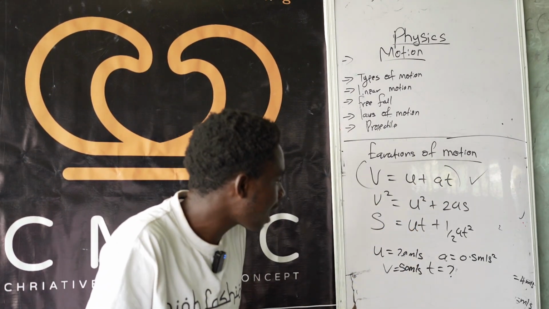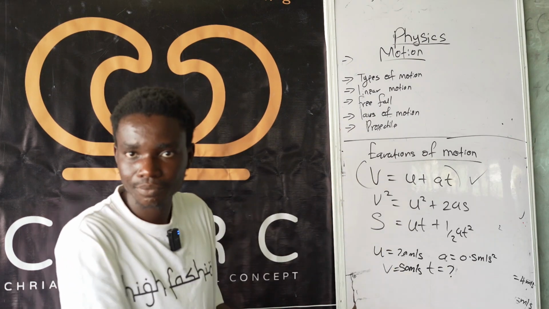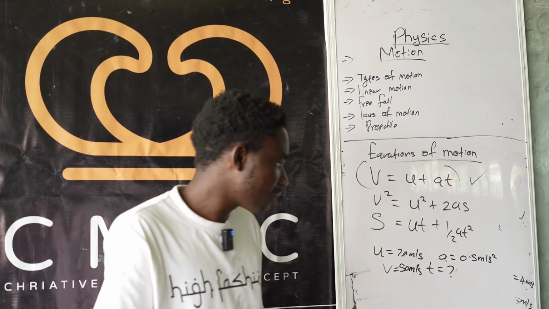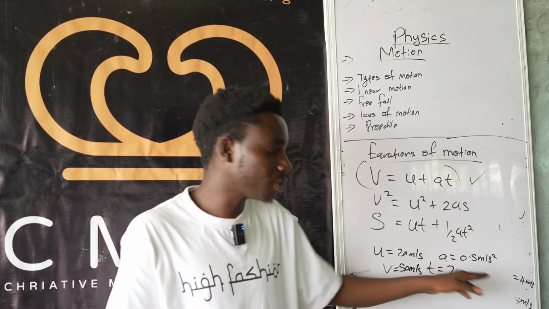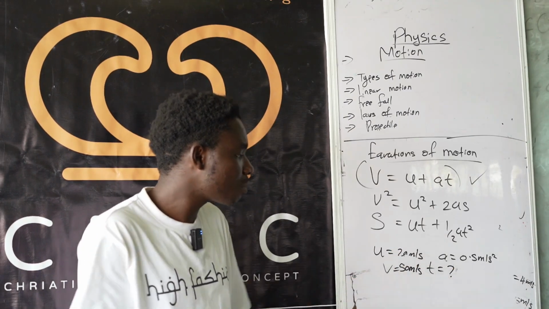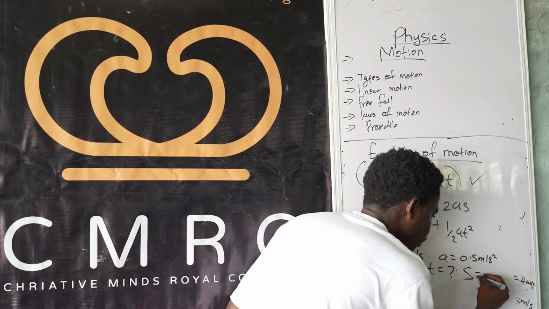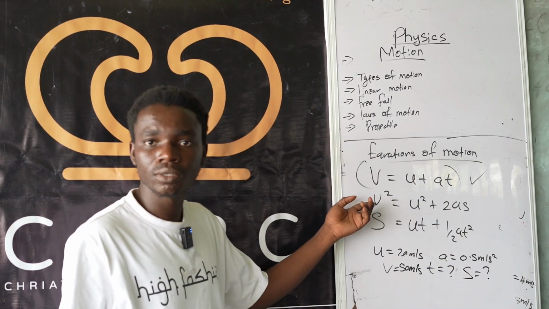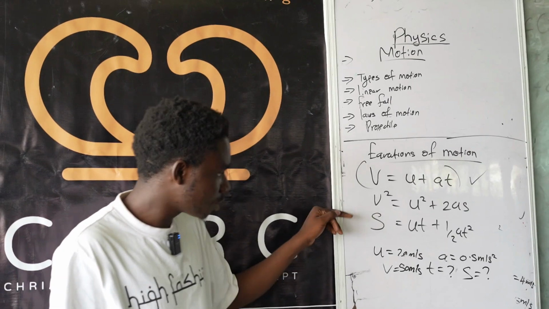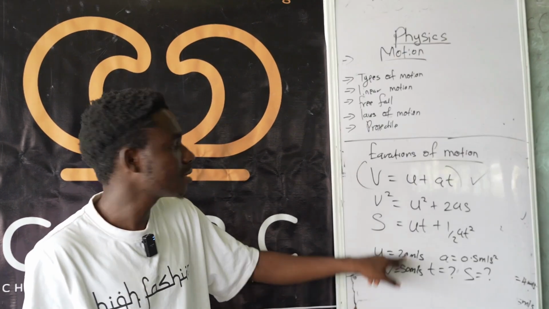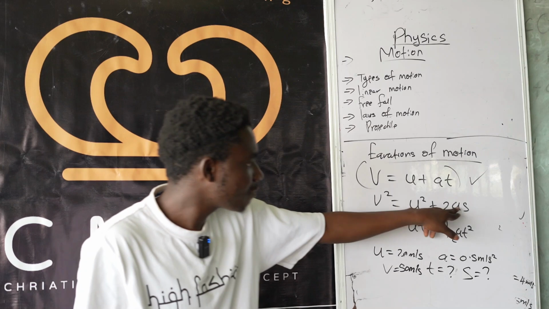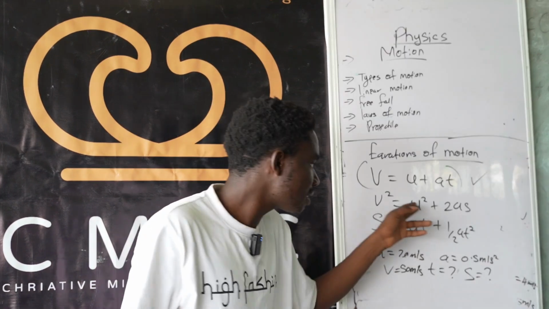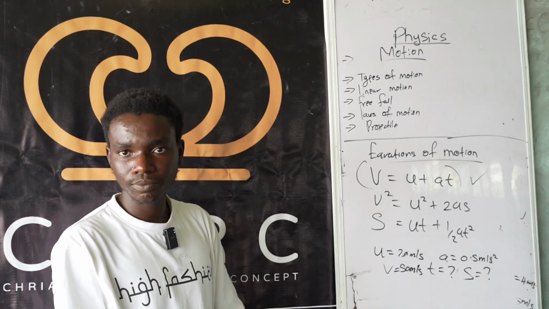But let's assume I'm asked to calculate distance. From this same question now, I'm given my initial velocity, my final velocity, and my acceleration, but I don't have time, and I'm now asked to calculate distance. Which one do you think is the best? Definitely the second equation. I have my final velocity, yes. I have my initial velocity, yes. I have my acceleration, yes. And I'm asked to calculate distance. So I use the second equation.